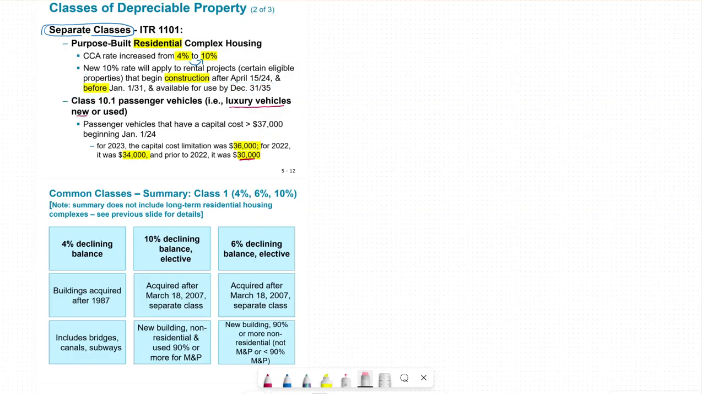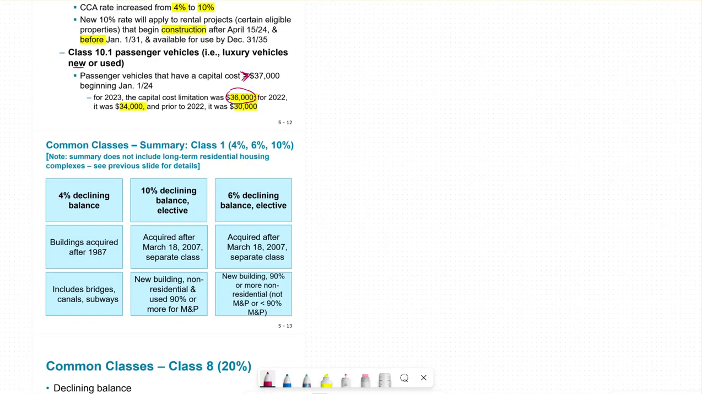So if a company buys a luxury car, or buys a vehicle, new or used, they can spend as much as they want, but according to Revenue Canada, the maximum amount on which you're allowed to take CCA will be 36,000, because we're working with 2023 numbers.